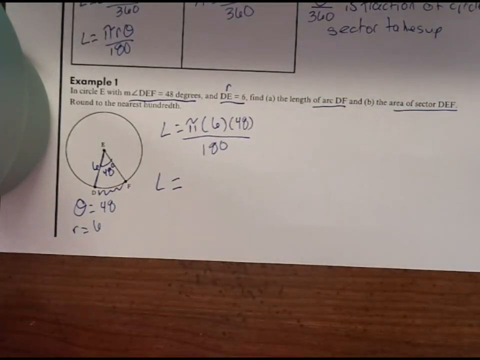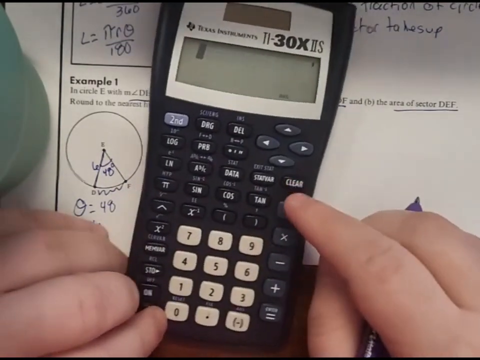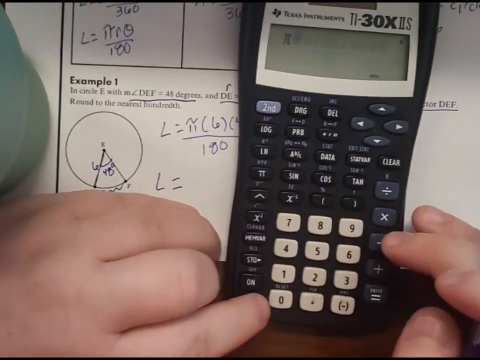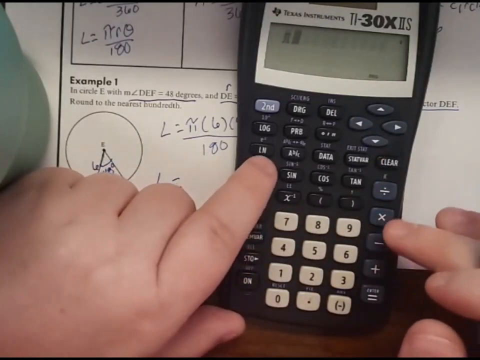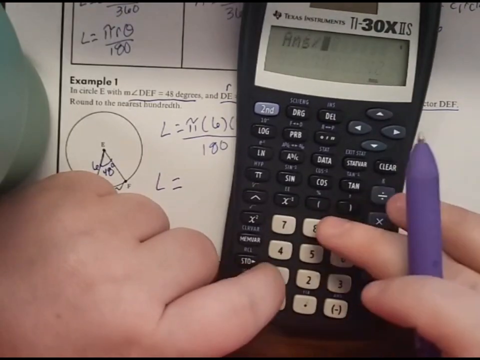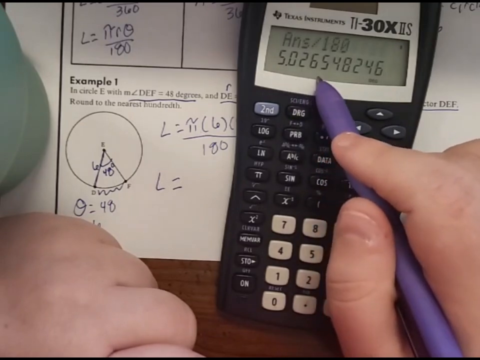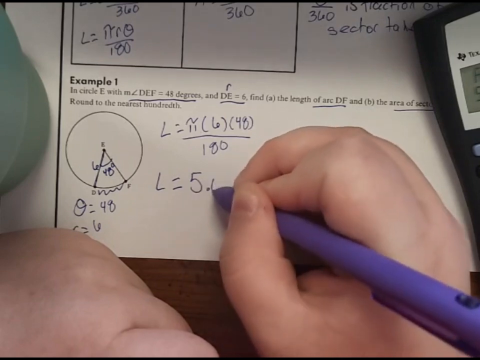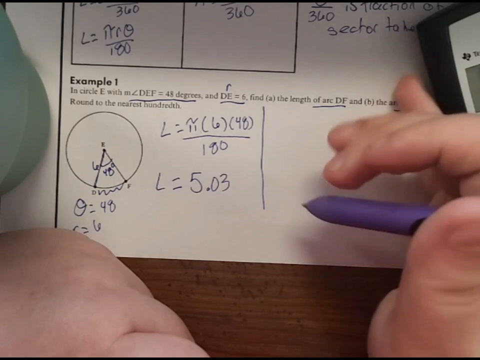And the easy way to do this is to just throw it all in a calculator. All calculators will have a pi button. Pi times 6 times 48, divide that by 180. That gives us 5.026, which rounds to 5.03. And that is the length of our arc.